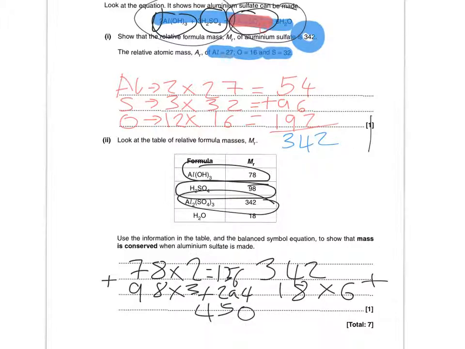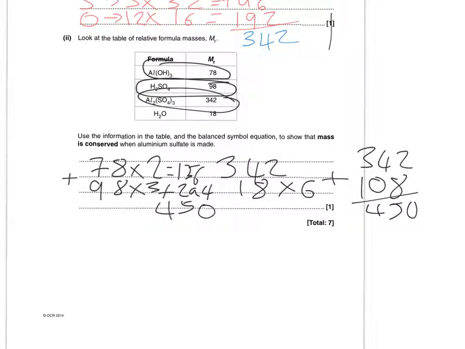So 450 on the left. We are expecting 450 on the right. If we do 18 times by 6 really quickly, that's 108. I know I've gone off the page, but that's fine. We're going to add it to the 342 that we've already got. So 342 add 108 gives us 450. Look at that. You have proven that no mass has been lost because there's the same on the left as there is on the right.